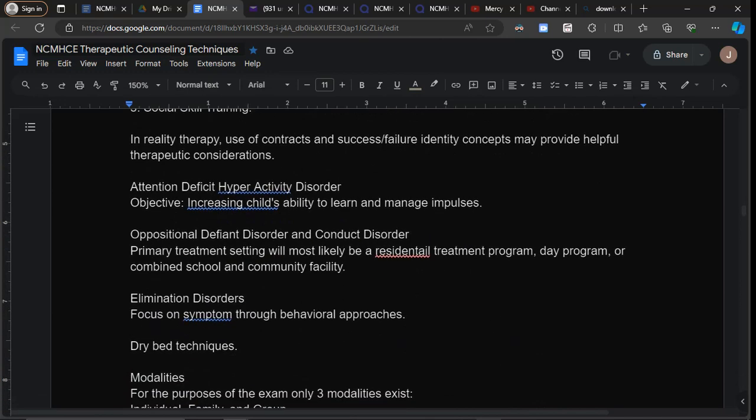Attention deficit hyperactivity disorder, objective: increasing the child's ability to learn and manage impulses. Oppositional defiant disorder and conduct disorder: primary treatment setting will most likely be a residential treatment program, day program, or combined school and community facility. Elimination disorders: focus on symptom through behavioral approaches, dry bed techniques.